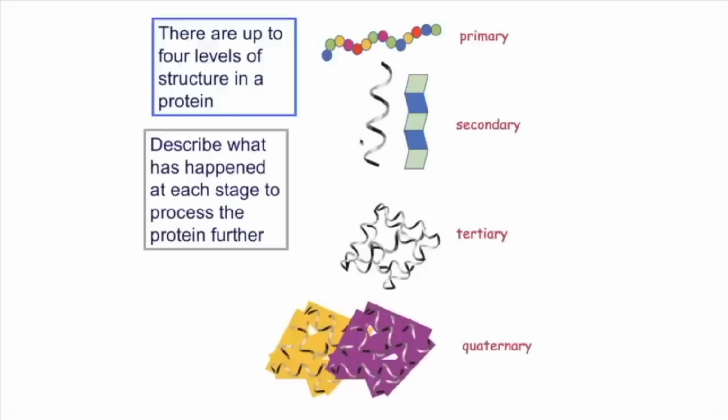Proteins are organized into 4 different levels. They are first made by the ribosome and creates this polypeptide chain.